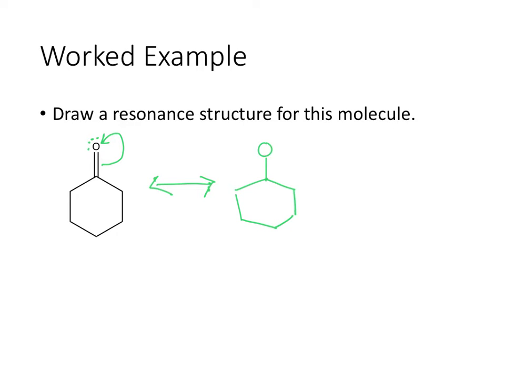And then I now have 3 lone pairs on the oxygen, a single bond between the carbon and the oxygen, but I also have to put in my formal charges. If you're not sure what they would be, you should do your formal charge equation.